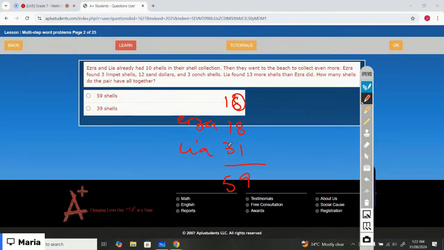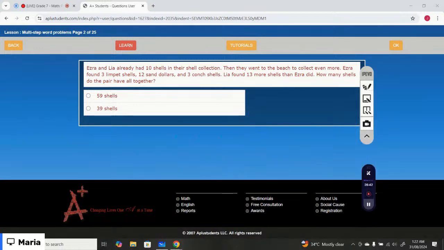Leah has 13 more, so 18 plus 13 makes 31. So Ezra has 18, so you need to add 10, 18, and 31. The correct option is 59, right? Sorry, I made a mistake. The correct option is 59. That's why you have to read the question carefully, right?